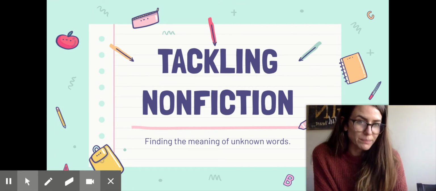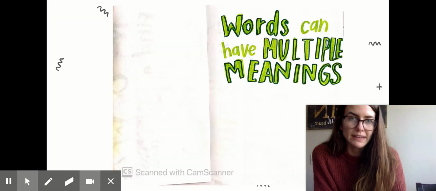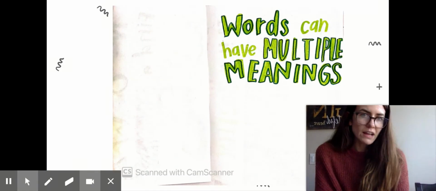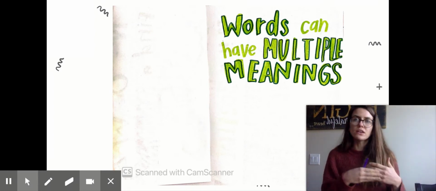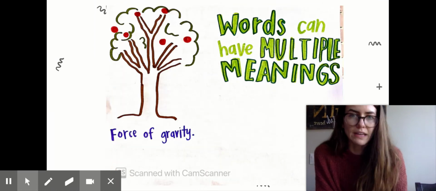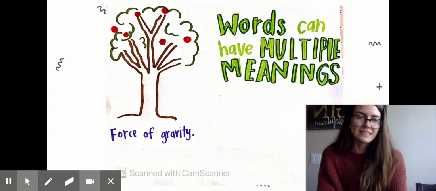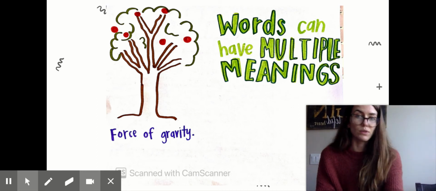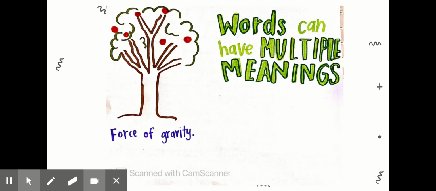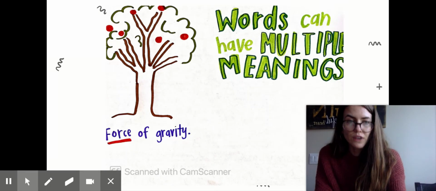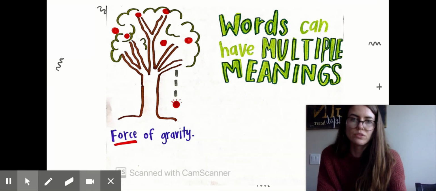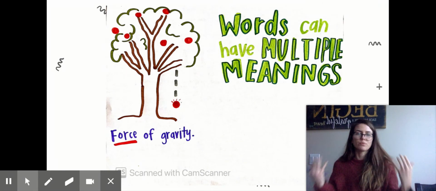So one example of a word that has multiple meanings is the word force. So words can have multiple meanings, but depending on the kind of text you're reading or what they're trying to say, they might be used differently. So for example, in this picture, we see the force of gravity. And so in a science text, a force could mean a pressure or something that causes an object to move or change, such as the force of gravity, right? So gravity in this example is what causes the apple to fall from the tree into the ground. It's the pressure of gravity.